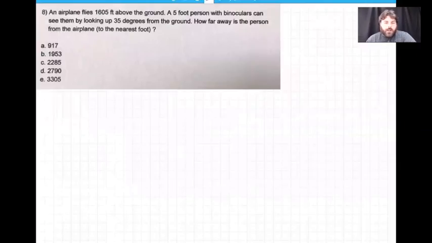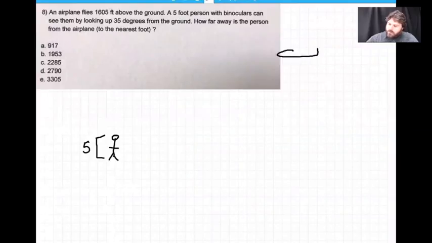All right, an airplane flies 1,605 feet above the ground. A 5-foot person with binoculars can see them by looking up 35 degrees from the ground. How far away is the person from the airplane to the nearest foot? All right, so we've got a 5-foot tall person right here. We've got an airplane that's flying above the ground.